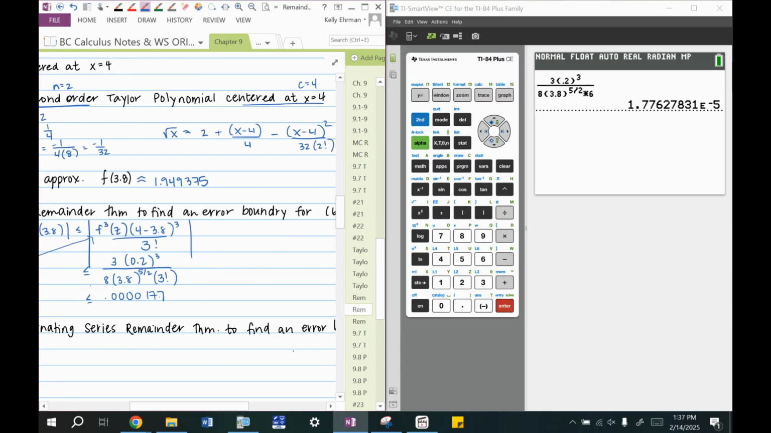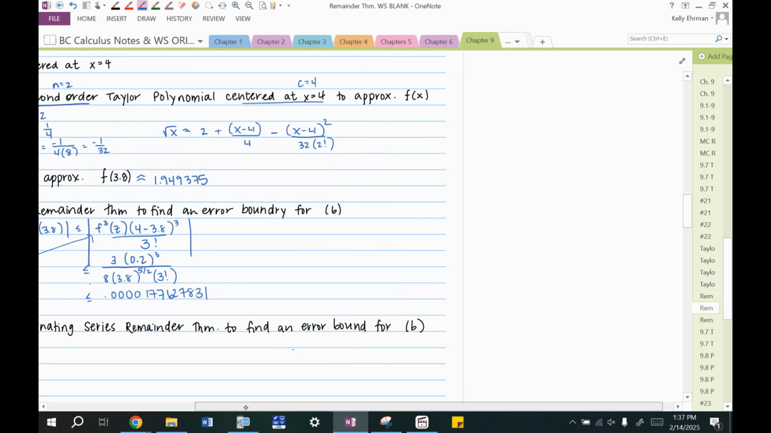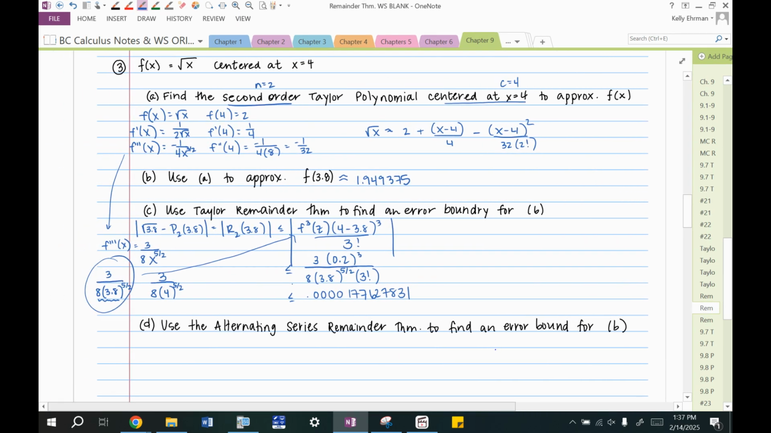It's probably fine to round these, by the way, after you get to 3 places. I just like to write it all out. All right. Yeah, so we're saying accurate to 4 decimal places.